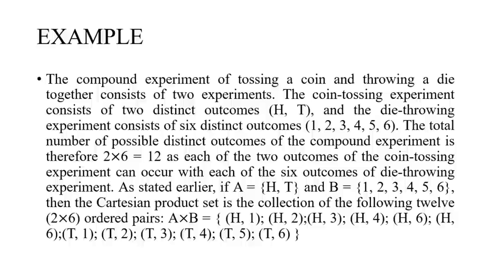As each of the two distinct outcomes of the coin tossing experiment can occur with each of the six outcomes of the die throwing experiment, as stated earlier, if A is equal to {H, T}, that is head and tail, and B is the experiment whose distinct outcomes are 1, 2, 3, 4, 5, 6, then the Cartesian product set A cross B is the collection of the following 12 ordered pairs: head 1, head 2, head 3, head 4, head 5, head 6, and T1, T2, T3, T4, T5, T6.